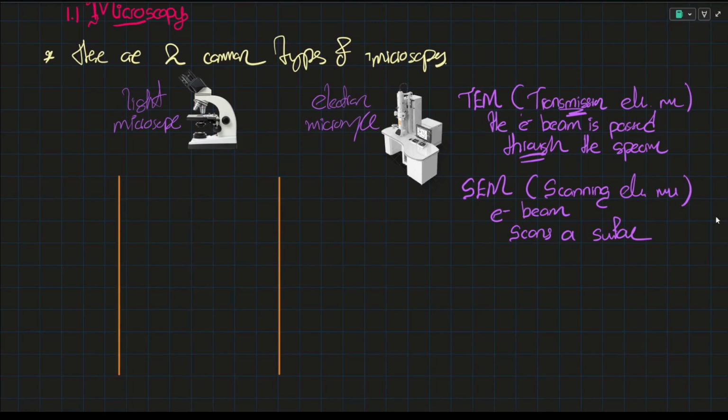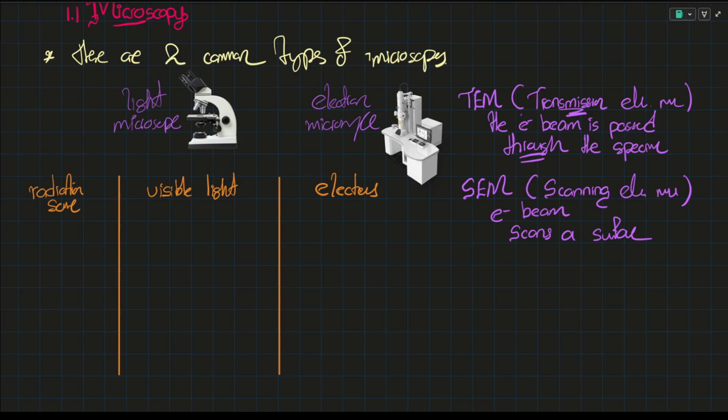Right. So the first feature I'm going to talk about would be the radiation source. Simply, we're talking about light, so we're using visible light. It has to be plugged in. That's how you get the light from the illuminator. And then when it comes to the electron microscope, obviously we'll be using electrons.